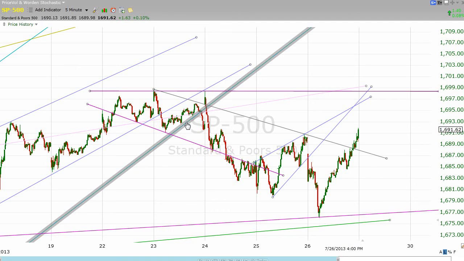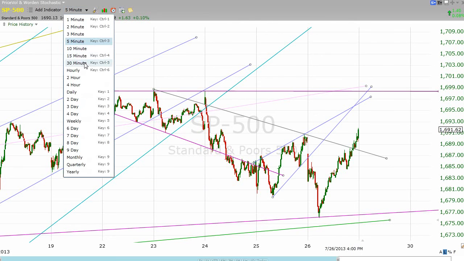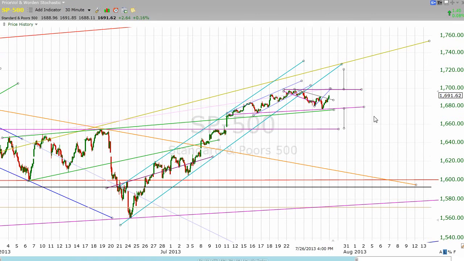And I was not eager upon the breaking of this line to go short, because we don't really have a pattern that tells us a move to the downside would be significant upon the break of this channel. There's just really too many lines that tell us to expect a bounce, and not enough lines to say it's going to be a free fall. Nothing really says free fall here.